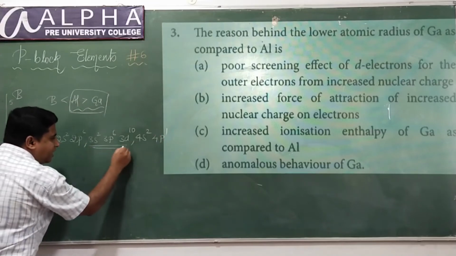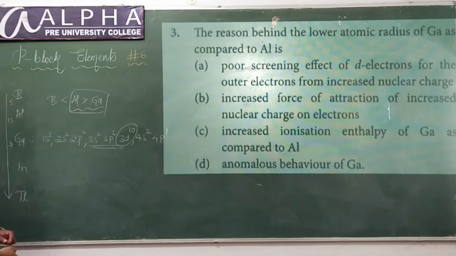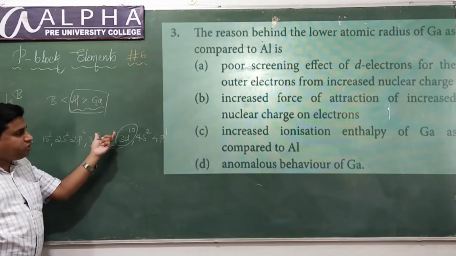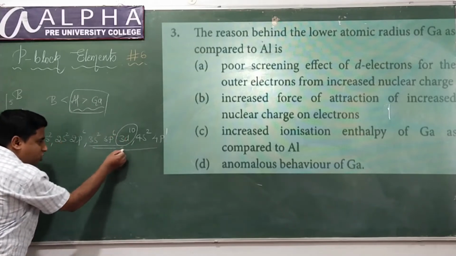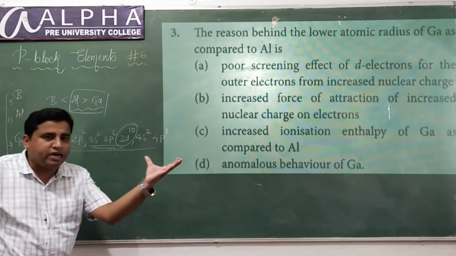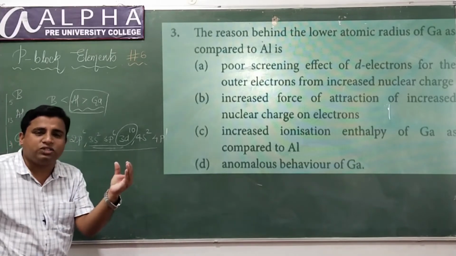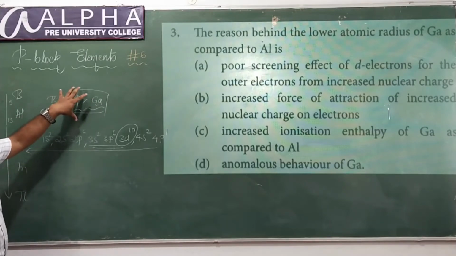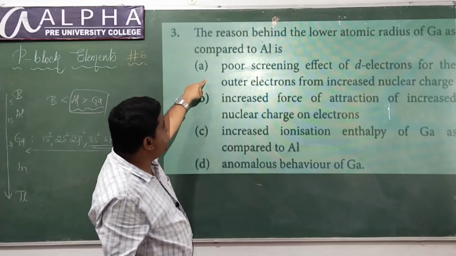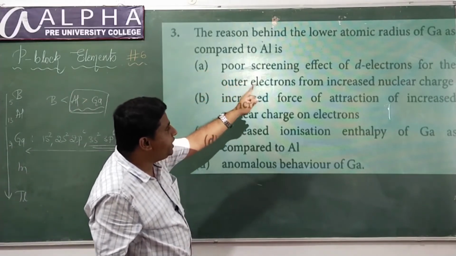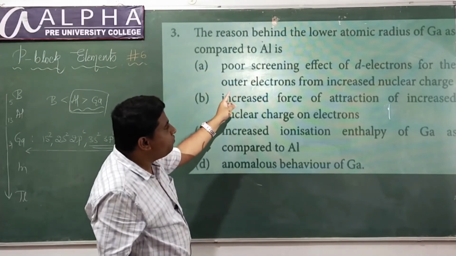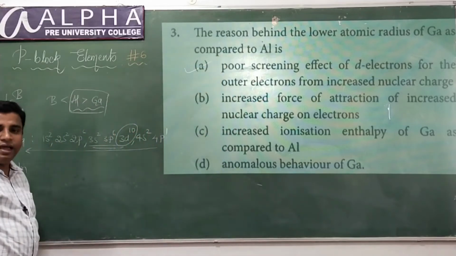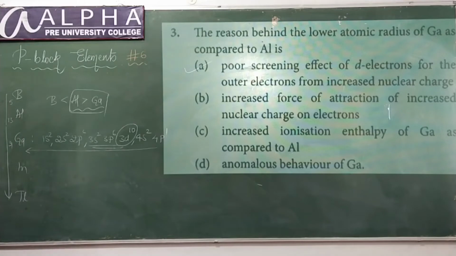So there are inner completely filled d orbitals. These inner completely filled d orbitals will exhibit poor shielding effect. Because of poor shielding effect, the outer electrons will be pulled towards the nucleus. When the outer electrons are pulled towards the nucleus, the atomic radius will decrease. That is why the atomic radius of gallium is less than that of what? Aluminium. So what is the answer? Yes, it is because of poor screening effect of d electrons for the outer electrons, from increased nuclear charge, isn't it? So the correct answer is going to be answer A. Yes, next question.